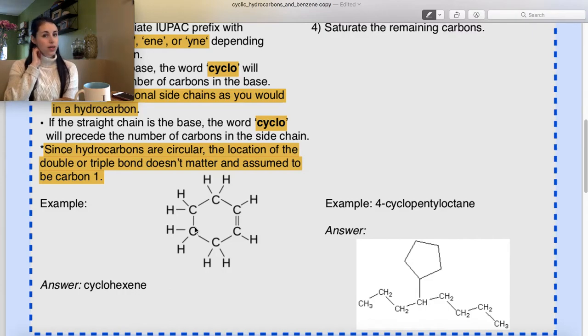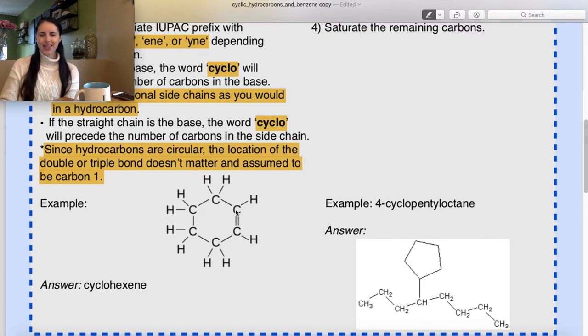I don't see a straight chain, so therefore I know my circular shape must be my main chain. I count my number of carbons, 1, 2, 3, 4, 5, 6. I have 6 carbons in a circular shape, cyclo-hex. I now see that I have a double bond.